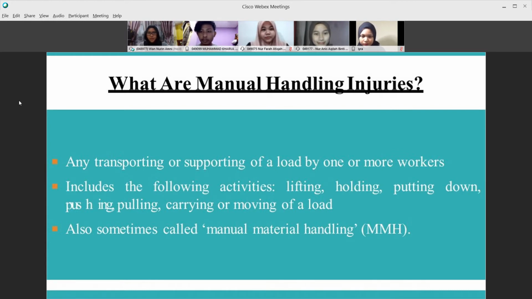Next, manual handling injuries. Manual handling is any transporting or supporting of a load by one or more workers. It includes activities such as lifting, holding, putting down, and so on. Manual handling is also called manual material handling. These activities are an essential part of many workflows. They can be extremely dangerous if not managed correctly. They occur in work environments such as factories, warehouses, and more.